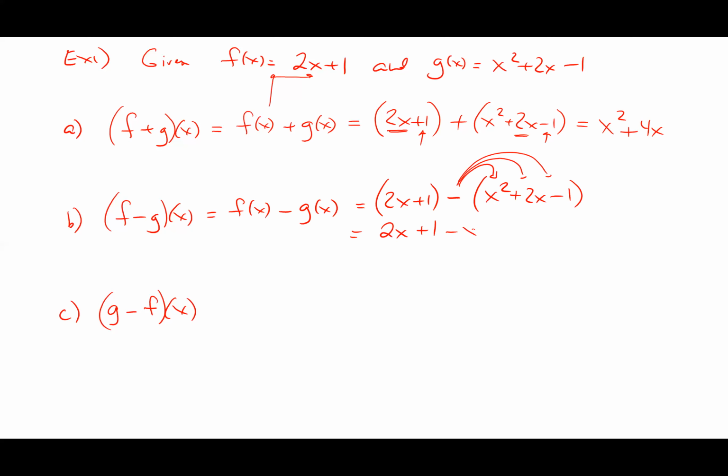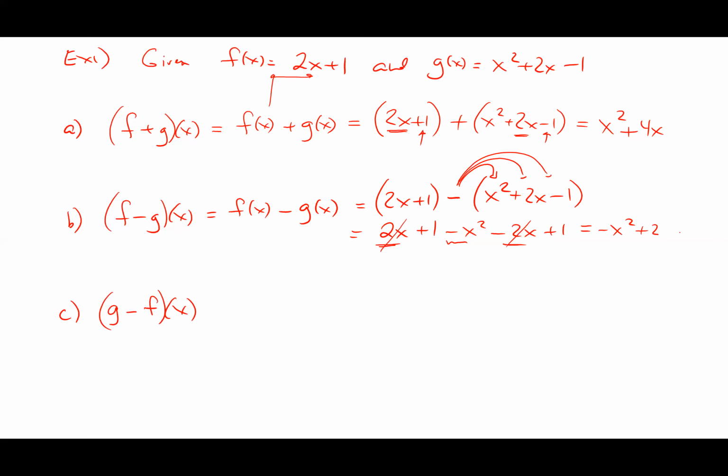So negative x squared, negative 2x, sorry, and then a negative times a negative is a positive. Okay, collecting like terms as we do it. There's my negative x squared, the only x squared there. Oh, and this time the x's are gone. 2x minus 2x, those are gone. But 1 plus 1 makes 2. So there it is. The subtraction of these two functions is negative x squared plus 2.